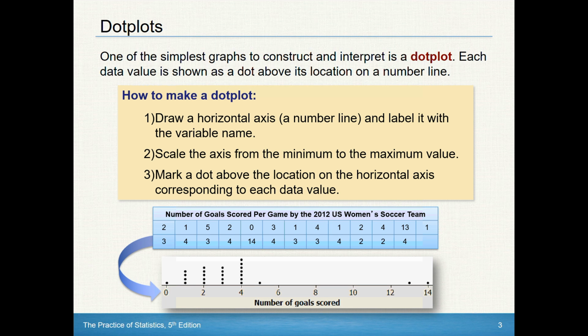This particular one happens to be from the number of goals scored by the 2012 U.S. women's soccer team. So we can see there are a couple really high values up here. There's a 13 and a 14. Those would clearly be considered outliers because they're far apart from the general data down here between 0 and 5.